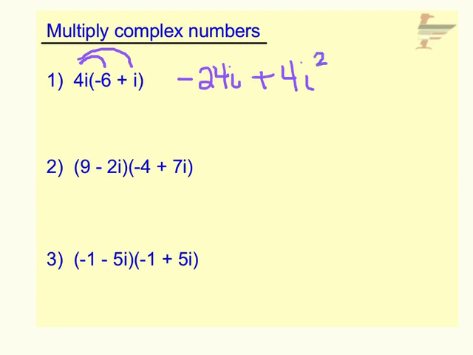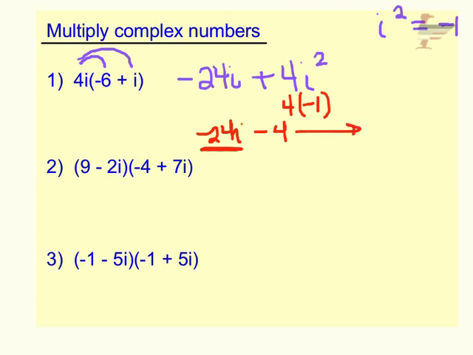Please never leave an i squared in a final answer, because what we have to remember is that i squared equals a negative 1. So what we do is we replace that i squared with a negative 1. So it's really a 4 times a negative 1, which is negative 4. So we have negative 24i minus 4. And then the only other thing to think about is standard form tells us to write the i term last. So for this final answer, let's put that negative 4 out front. Negative 4, and then it's a negative 24i, so minus 24i.